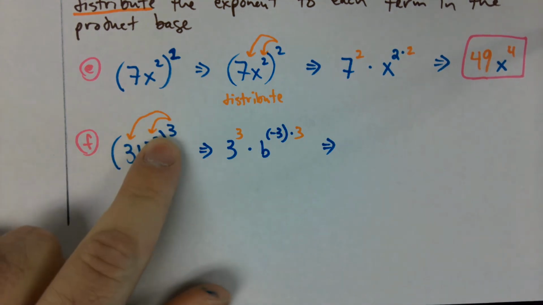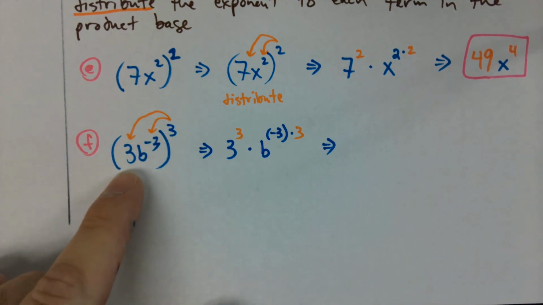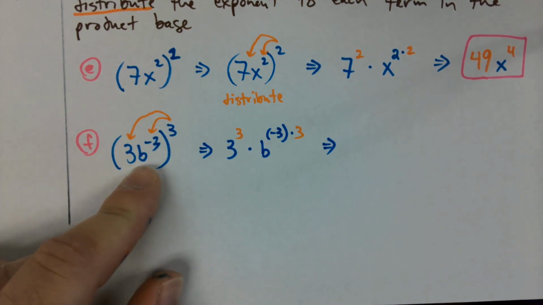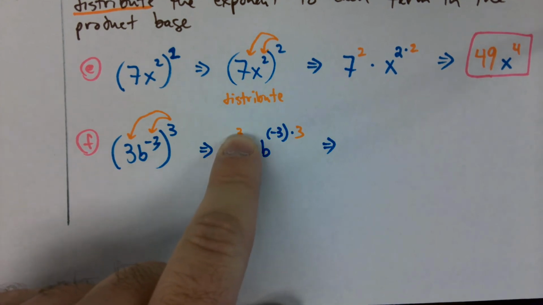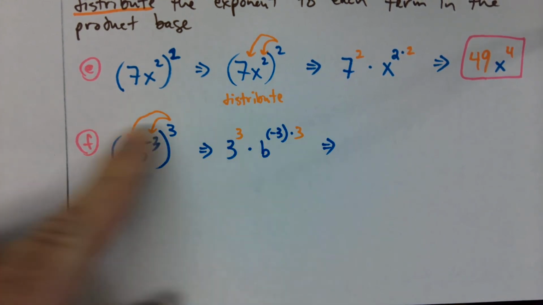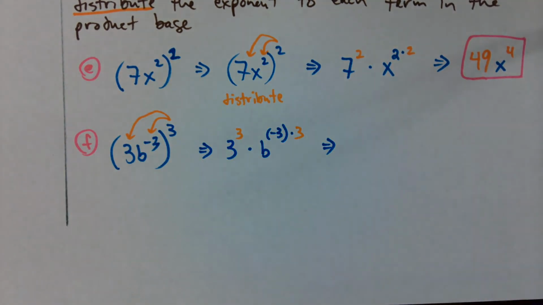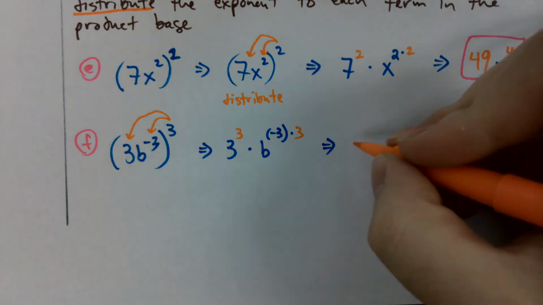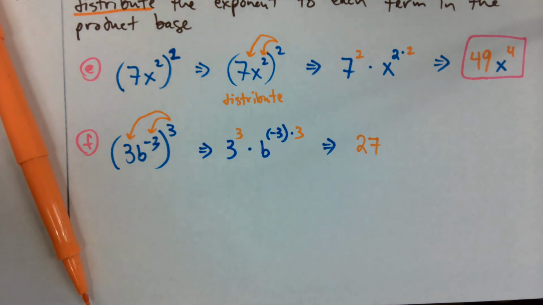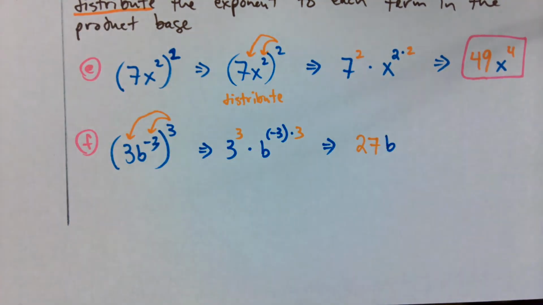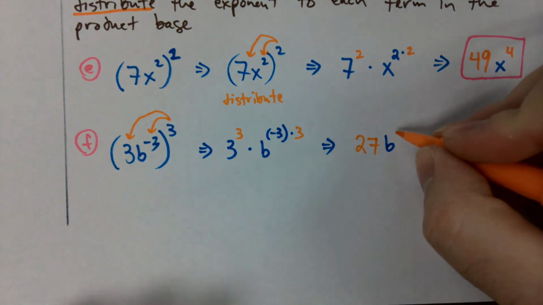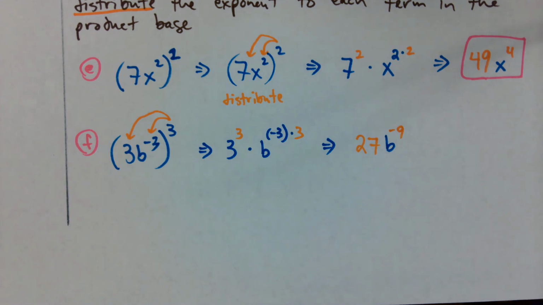So we distributed the outside exponent to our coefficient and to our variable. The coefficient just gets that exponent on top. But with the variable, because it's already going to have an exponent, we have to multiply, right? 3 to the third power, anyone know what that is? Brandon, 3 to the third power? 27, awesome. 27. B stays the same. And then what's negative 3 times positive 3? Negative 9.